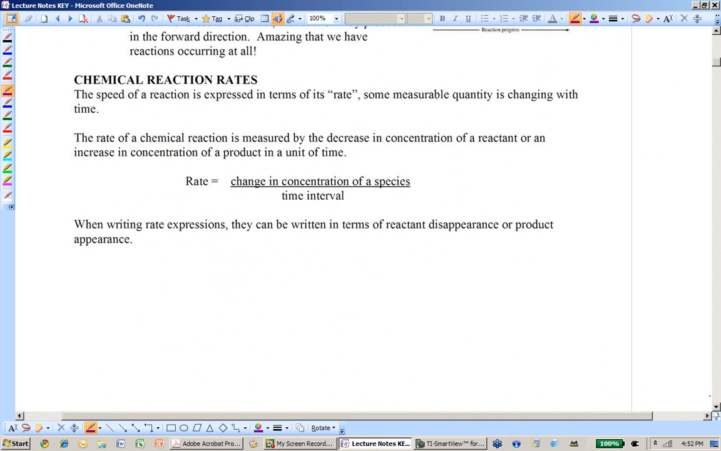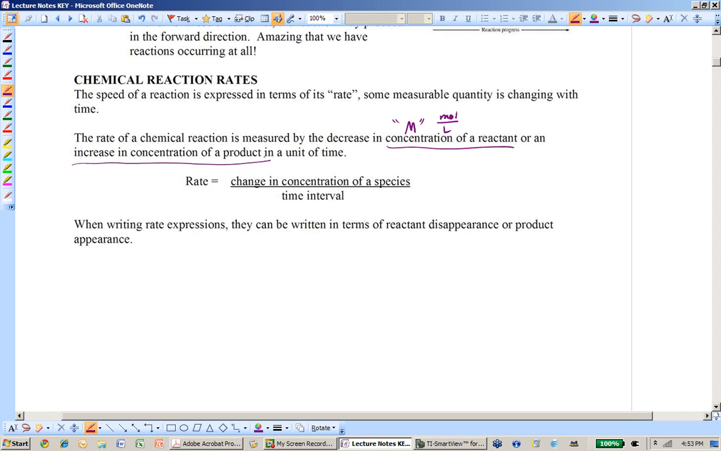Chemical reaction rates. The speed of a reaction is expressed in terms of its rate. We already talked about that, change in some measurable quantity over time. The rate of that reaction is measured by the decrease in concentration, because we love our molarity, so think molarity, think mole per liter. Your book may use either symbol. So we can have a decrease in concentration of a reactant. How come? Because reactants are disappearing. Or we can have an increase in concentration of product. How come? Because products are appearing in a unit of time.